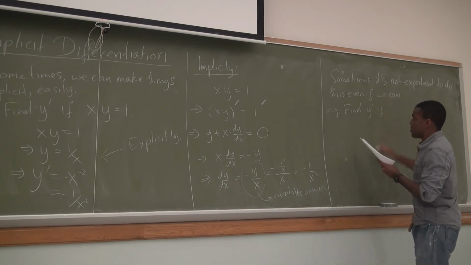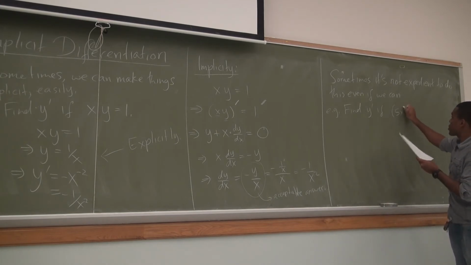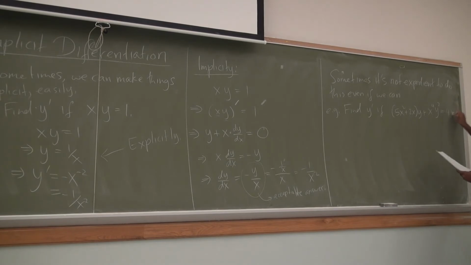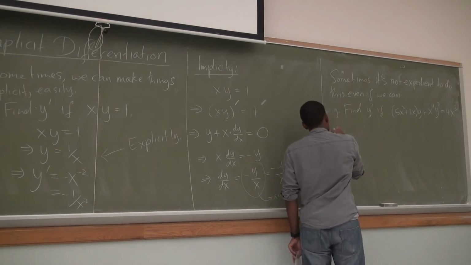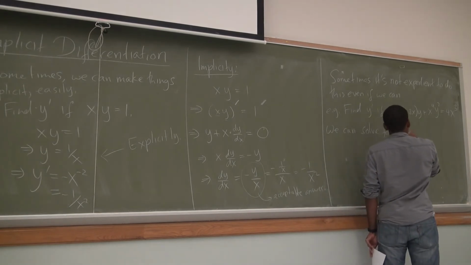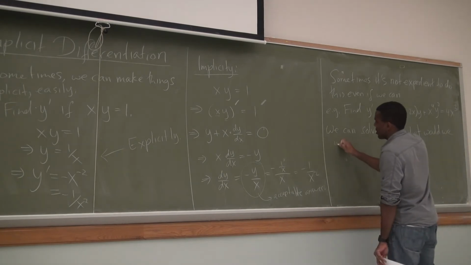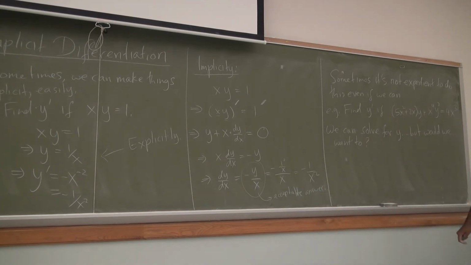find y prime if, here's the question, 5x squared plus 2x y plus x to the fourth y squared equals 4x cubed. It turns out here we can solve for y. How do you solve for y here?